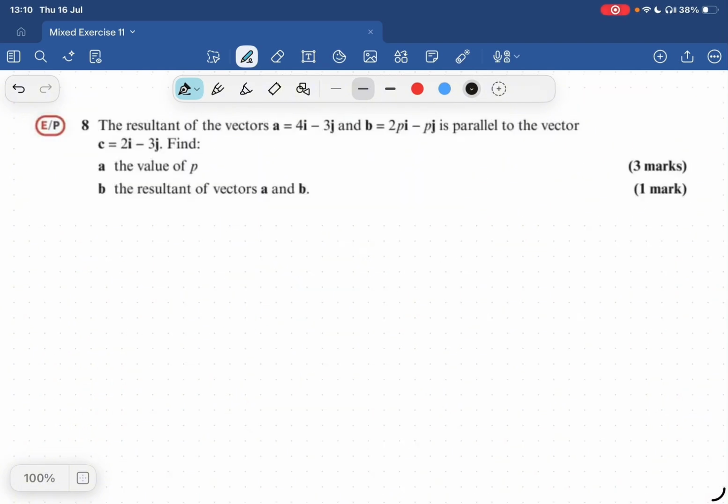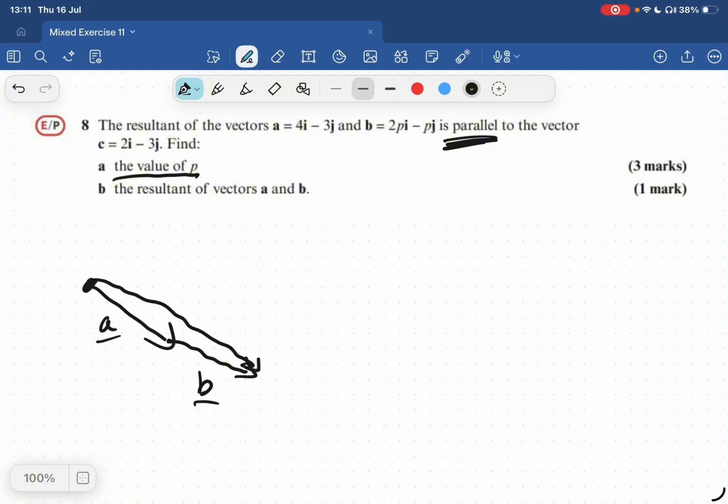Here we have question 8, and we need to find the resultant vector, which is parallel. Okay, parallel means they share a scale factor, and we need to use this to find the value of p. This is a visual topic, so it's always good to draw out the diagram. So this will be A, and B will be positive in the i and a negative p, going something like that.